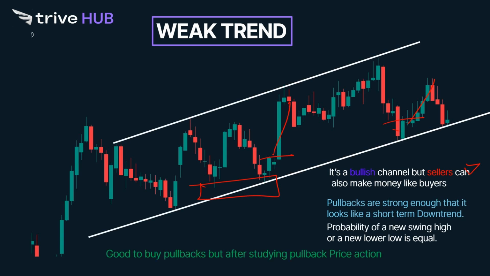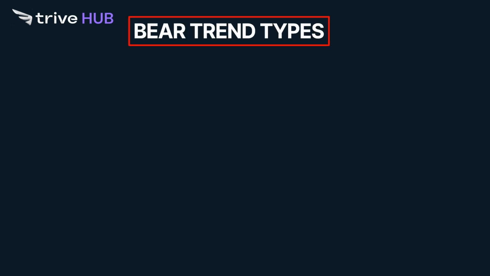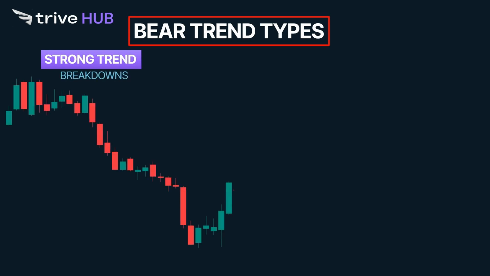Now let's see what the types of bear trends are. Similar to bull trends, there is a strong trend, which is a breakdown. You can see the breakdown here. A reasonable range formed up, which can be called a symmetrical triangle, and on the breakdown it gave a momentum downside move with a very slow and small pullback of 1 to 2 bars only, and then again continued its momentum down move, right?